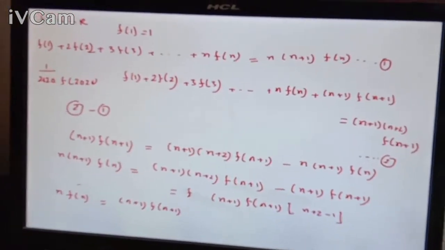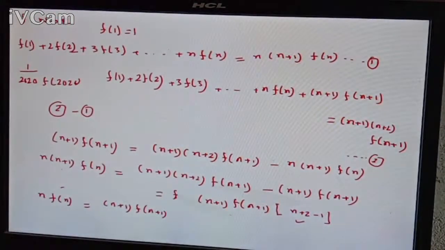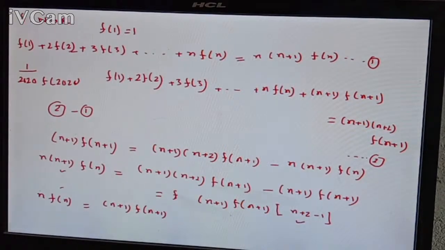Cancelling one (n plus 1) from each side, and calculating these, we get n f(n) equal to (n plus 1) f(n plus 1). Now I think you will get the rest of this problem from that step. So just try yourself and definitely you will get the remaining portion.